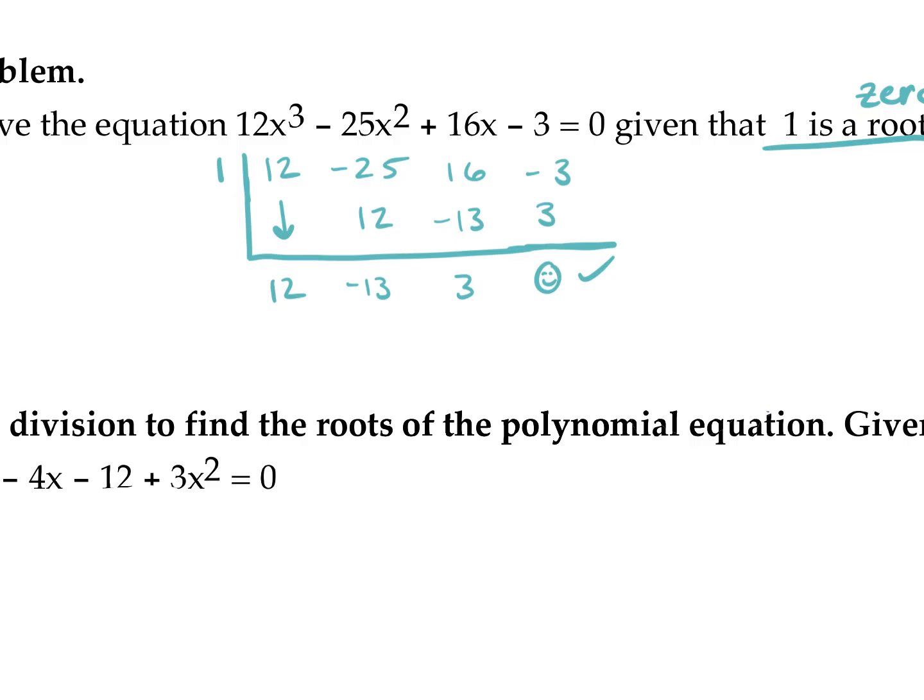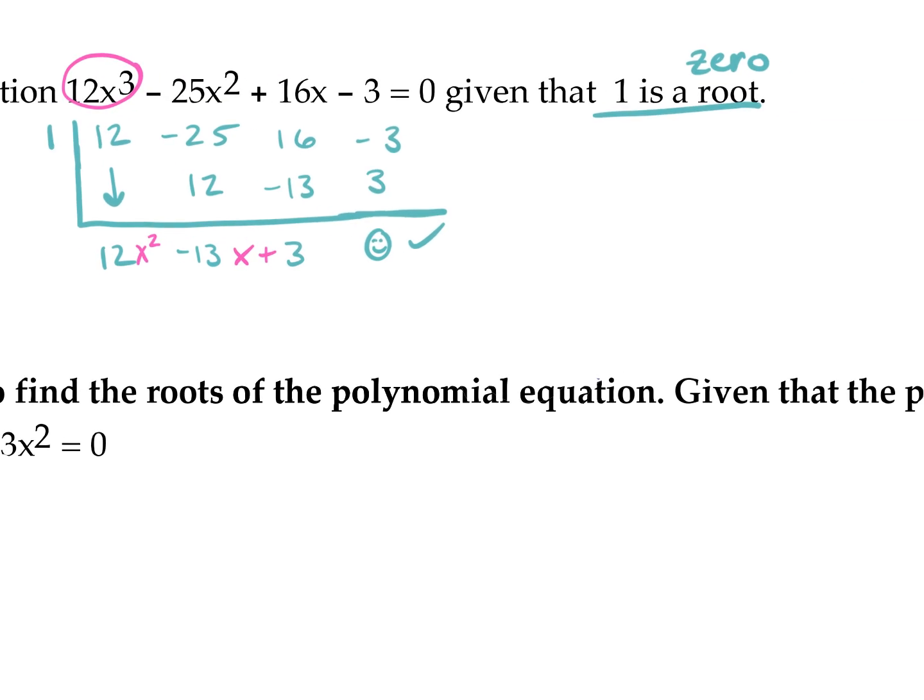Now that we made our polynomial smaller, let's see if we can factor this. Since we started with x to the third power, what's our answer going to start with? X squared minus 13x plus 3. So once you break it down to an x squared, try to factor. We have 12x squared minus 13x plus 3. What would we do to factor here?